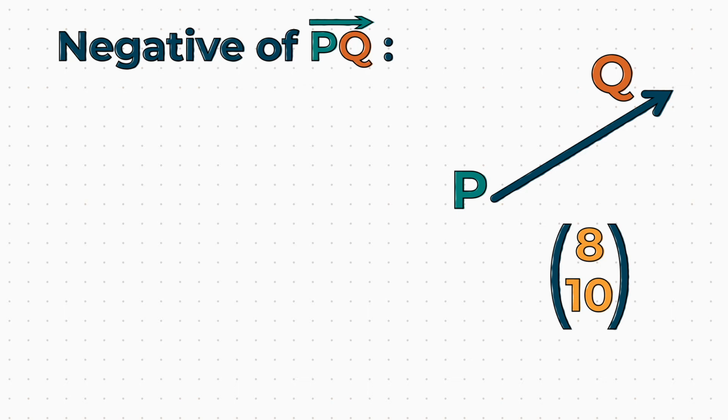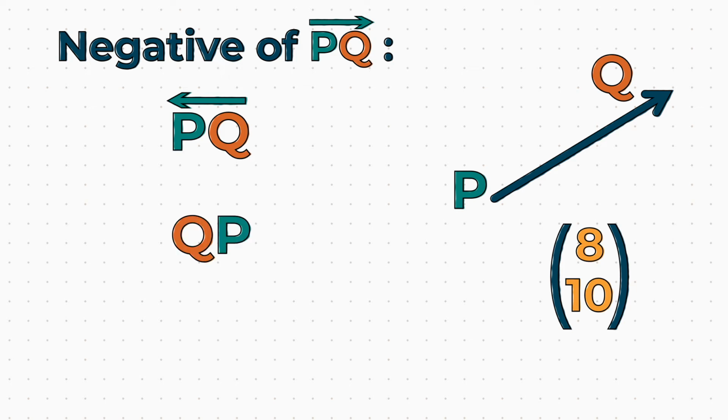Yes, 3 ways. It could be written as PQ with the arrow pointing in the opposite direction to the left, or it could be written as QP with the arrow pointing to the right. Note that QP with the arrow pointing to the right is the exact same as PQ with the arrow pointing to the left. Thirdly, if the vector arrow was represented by a small letter instead, such as p, then the negative of p would be written as, well, negative p.